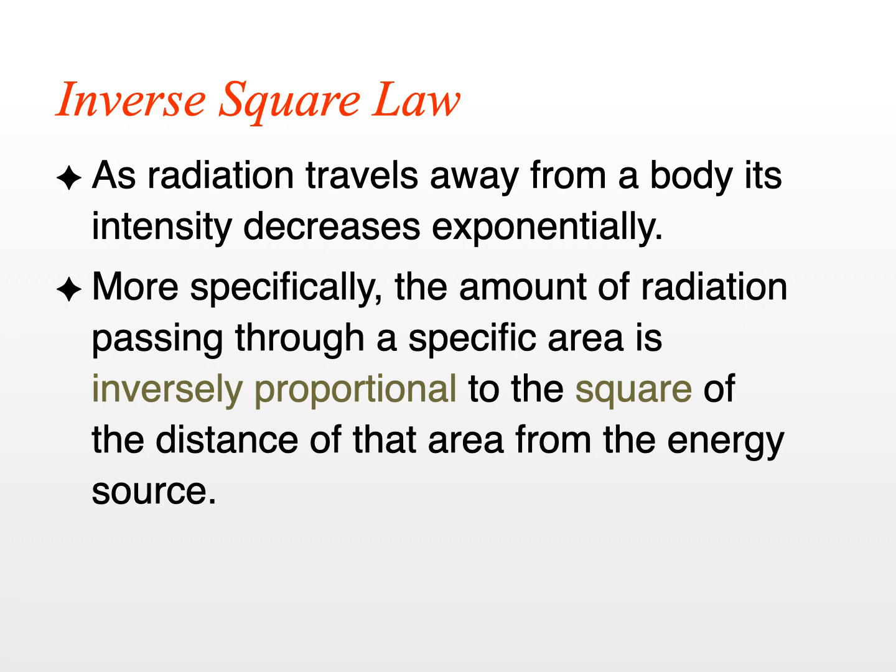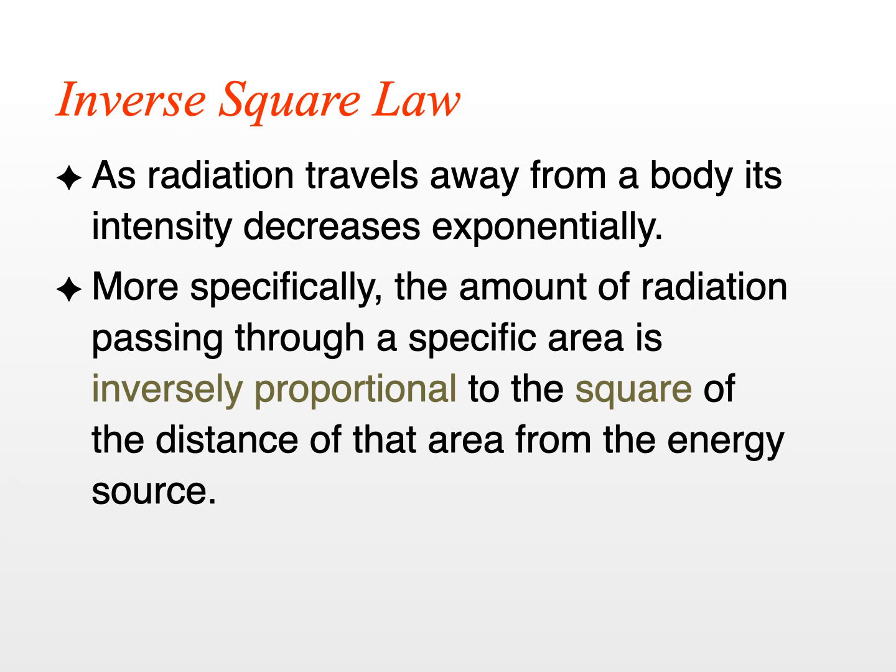And this law, the inverse square law, describes how solar radiation traveling through space from the sun's surface to the Earth becomes less intense. As radiation travels away from a body, its intensity decreases exponentially. And the inverse square law suggests that the amount of radiation passing through a specific area is inversely proportional to the square of the distance of that area from the energy source. Well, that's a mouthful. What does it mean, though?